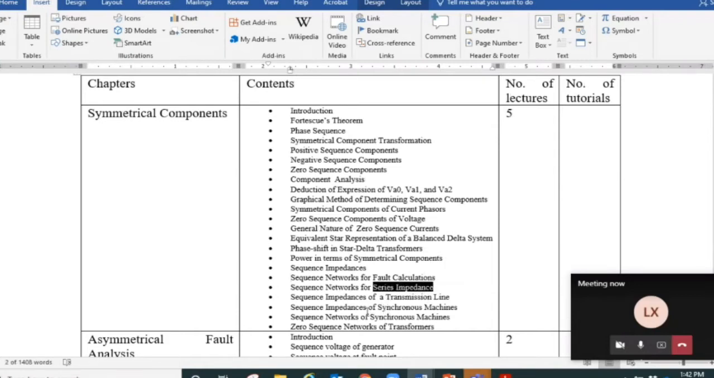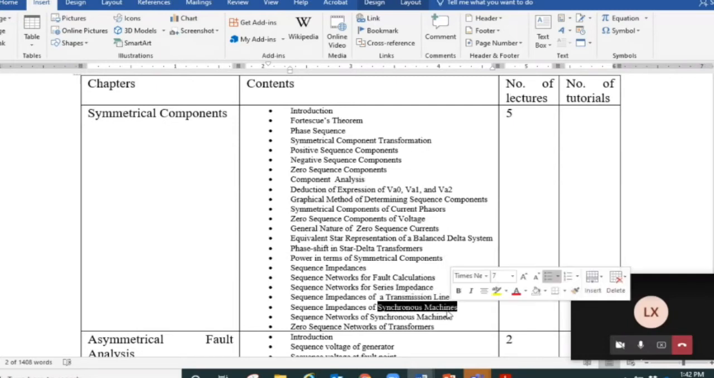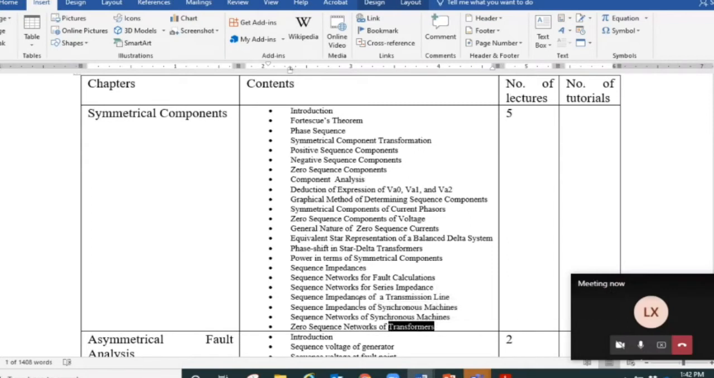What type of electrical component is there? Is it a series resistance or series impedance? Is it a transmission line? Is it a synchronous motor or a synchronous generator? It's a transformer, three-phase transformer. And when we talk about three-phase transformers, there are different types of connections. It can be a star delta, delta star, delta delta, star star, or even a zigzag transformer, or even a transformer that has a tertiary winding.